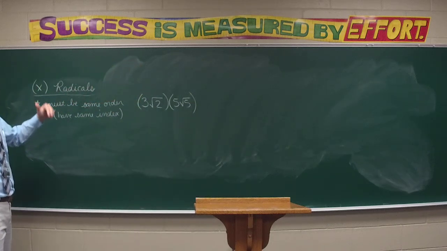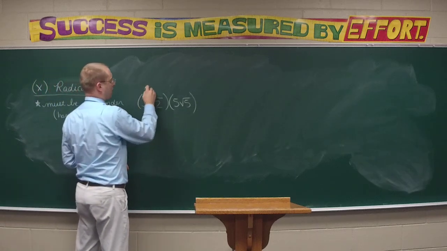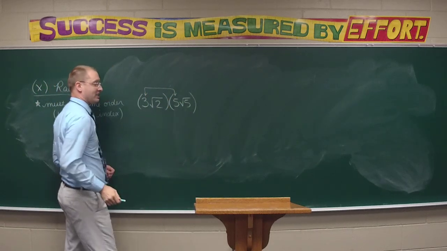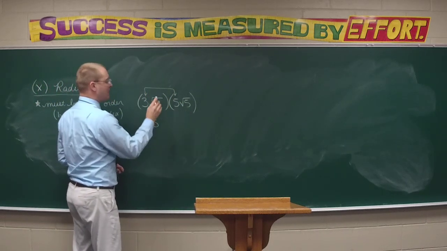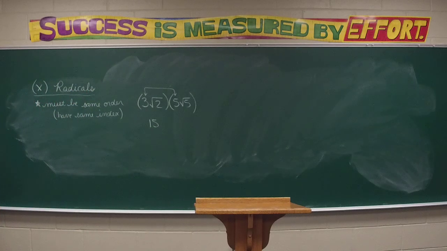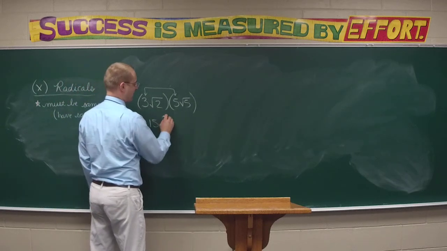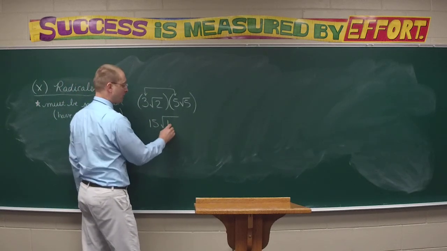So for instance, here I have 3 times the square root of 2 times 5 times the square root of 5. I'm going to start by multiplying the coefficients to get, class, 15. Easy first step, right? Second step, multiply the radicands. I have a square root of 2, I have a square root of 5. 2 and 5 multiply to give me a new radicand, class, of 10.